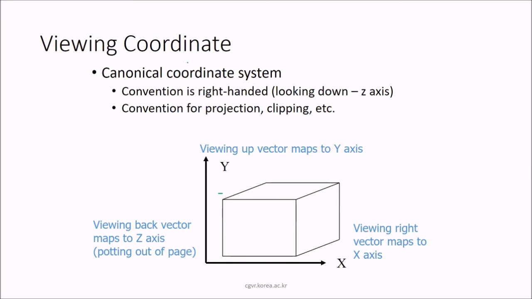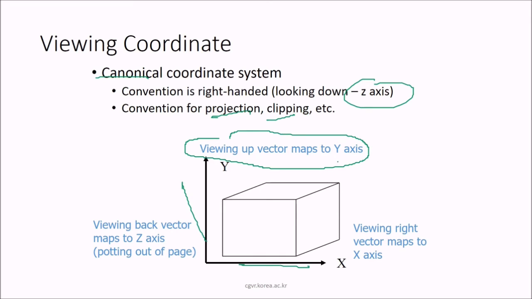So for viewing coordinates, we can have a canonical coordinate system. The convention is always right-handed, looking down the minus z-axis. The convention for projection, clipping, etc. can be taken in the canonical coordinate system. If this is the coordinate system, this is x, this is y. The viewing up vector maps to the y-axis, the viewing right vector maps to the x-axis, and now the z-axis.